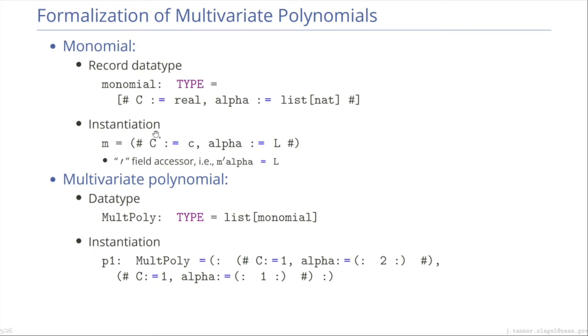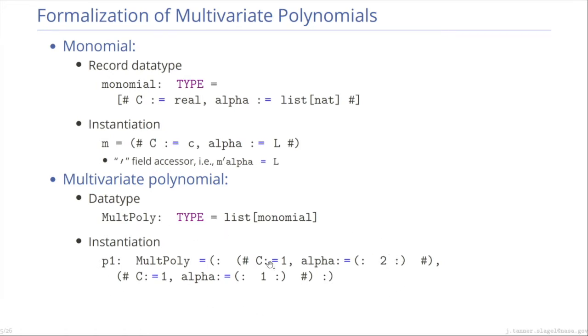A particular instantiation of this monomial would look like this. Here, C is an actual real number, and L is a list of natural numbers. To access a particular field, we use this dash or apostrophe. So M dash alpha is L. Once you have monomials in PVS, you can create a multivariate polynomial by simply creating a list of monomials. So an instantiation of this would look like this.